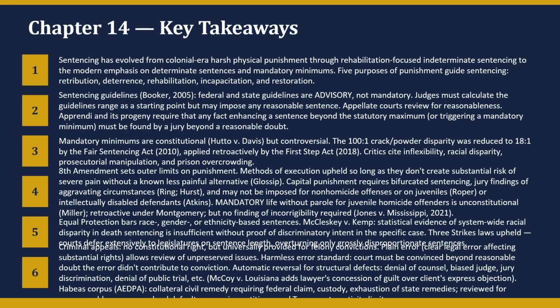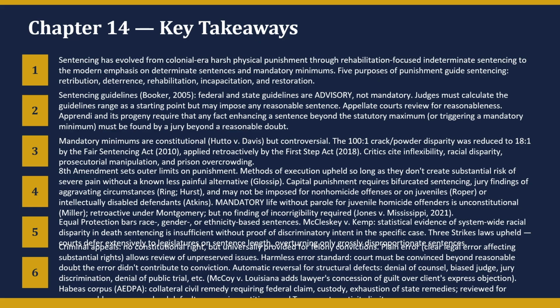Let me bring Chapter 14 together with the 6 key takeaways. First, the history of sentencing runs from colonial-era harsh physical punishment through rehabilitation-focused indeterminate sentencing to the modern determinate and mandatory minimum era. 5 purposes of punishment guide sentencing decisions: retribution, deterrence, rehabilitation, incapacitation, and restoration. And different eras have emphasized different combinations of these purposes.